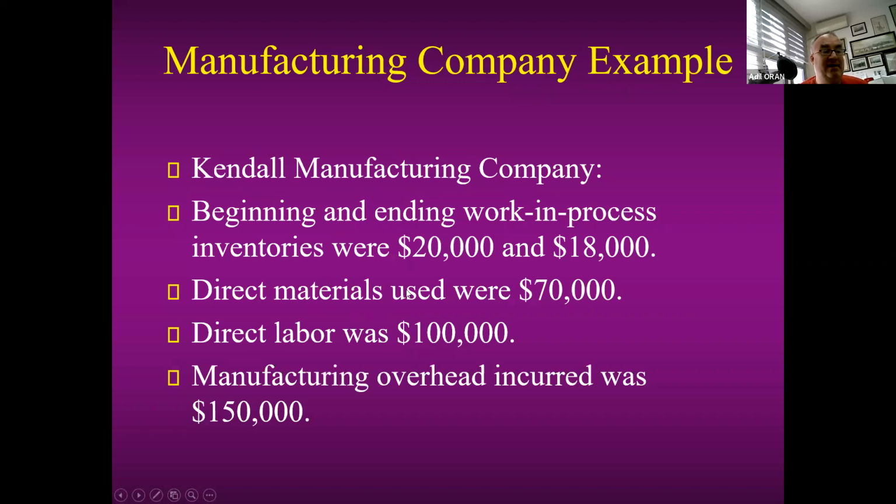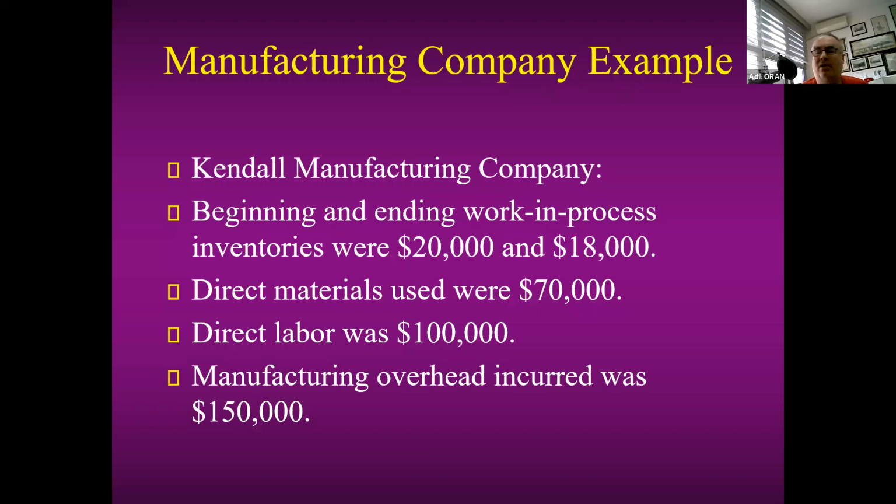And in addition to these direct costs, we also had manufacturing overhead. So indirect labor, indirect costs, indirect materials, and other costs of $150,000. This also might be accumulated in an account called manufacturing overhead, but then it needs to be transferred into the work in process account. And as things are completed, they move into finished goods.